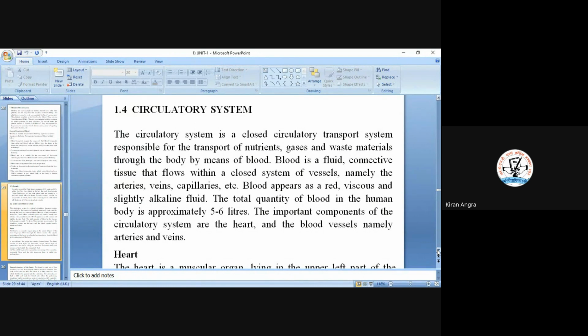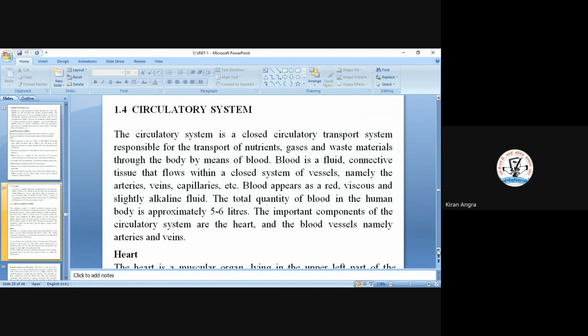First is the circulatory system, and the circulatory system, you all understand, is a closed transport system responsible for the transport of nutrients, gases, and waste material through the body by means of blood.